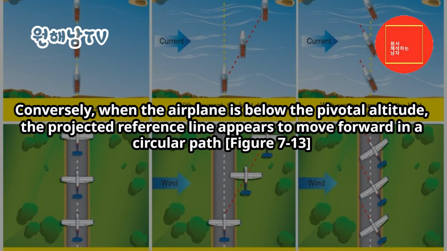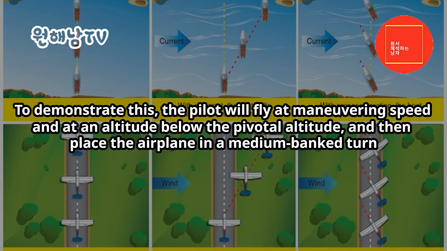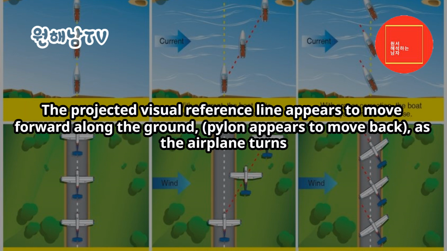Figure 7-13. To demonstrate this, the pilot will fly at maneuvering speed and at an altitude below the pivotal altitude, and then place the airplane in a medium bank turn. The projected visual reference line appears to move forward along the ground. The pylon appears to move back as the airplane turns.